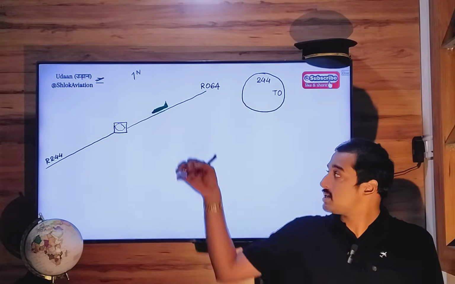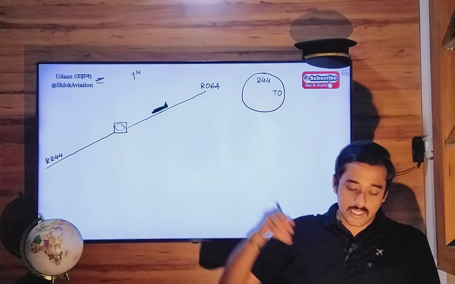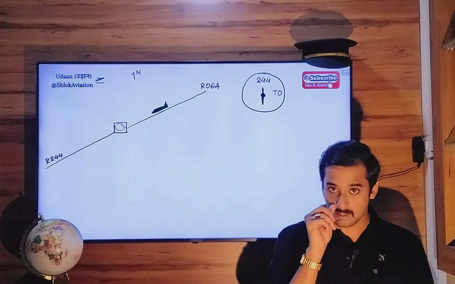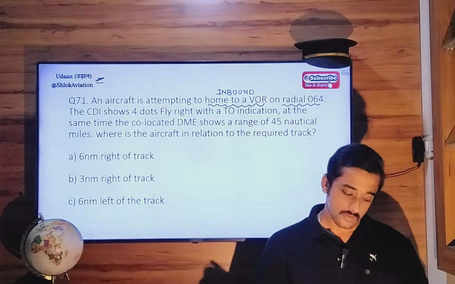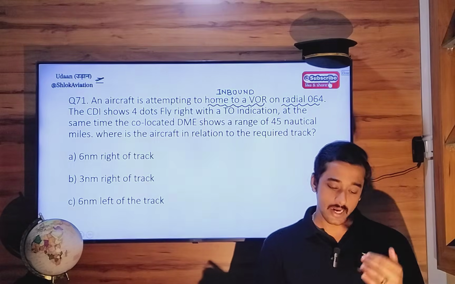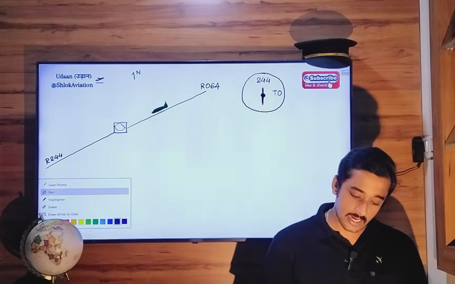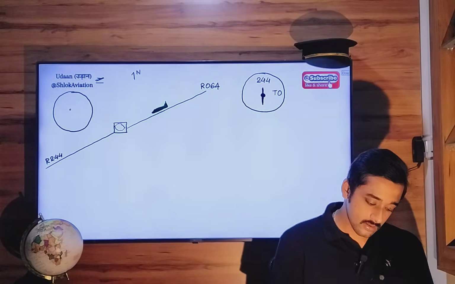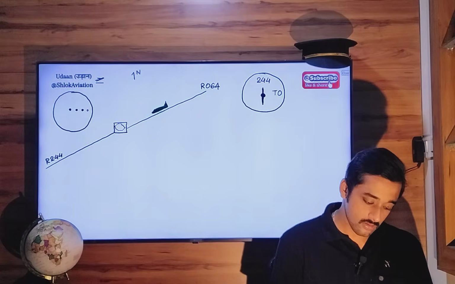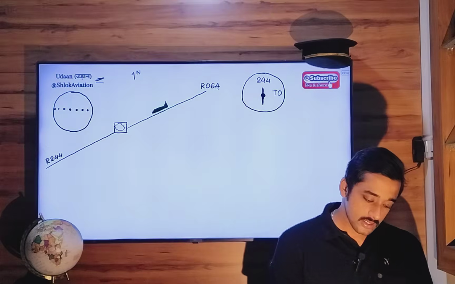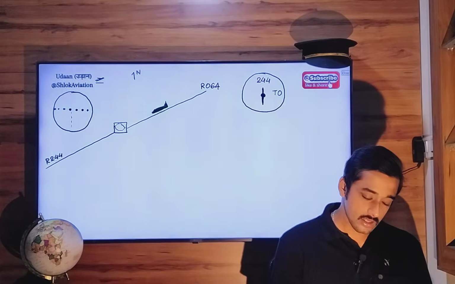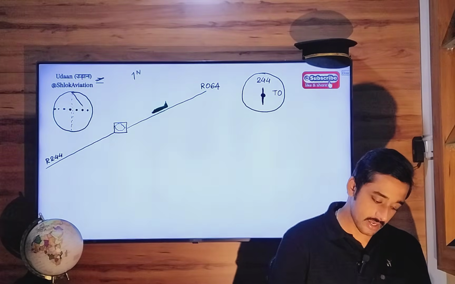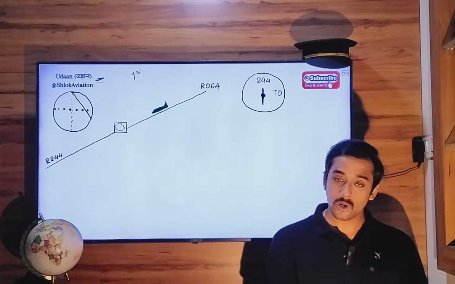Now if this aircraft maintains this radial 064 inbound, the CDI needle of this OBS selector will remain in the center position. But as given in the question, the CDI is showing 4 dots fly right indication. That means, let's say this is your OBS selector. If this is the center position of the OBS selector, the CDI is showing 4 dots to the fly right position.